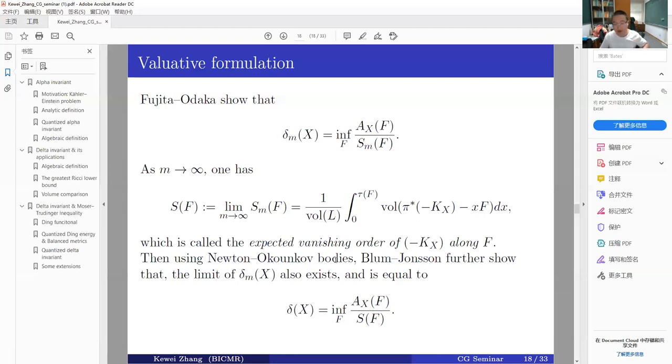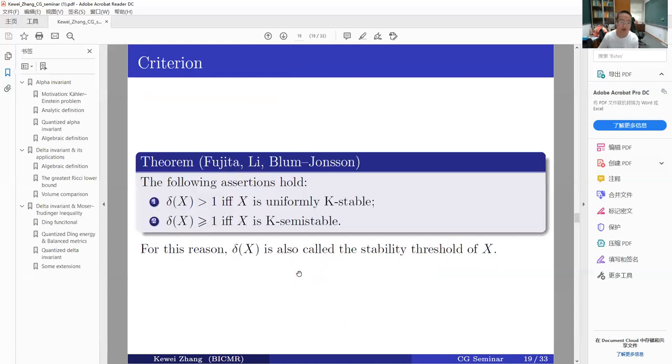Using this theory, Blum-Jonsson further showed that the limit of delta M exists and is equal to this valuative quantity. Okay, so again, this formulation is very useful when you try to use valuative tools to study this invariant. So now here comes the question, why do we need such a quantity? This was answered by the following result.